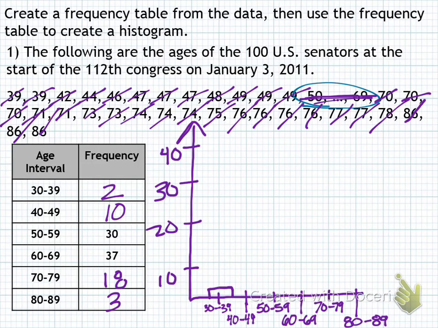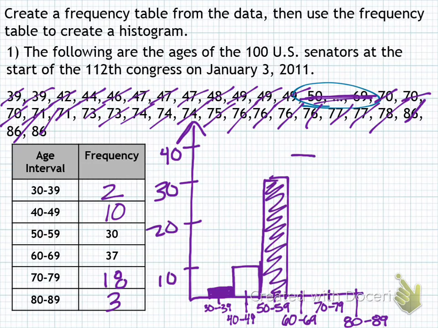Okay, so between 30 and 39, there were two, so I made a little bar for two. My next one is going to start immediately after that, okay? So from 40 to 49 will be my next interval, and there's 10 that fall in there. Then the next interval from 50 to 59, there's 30.